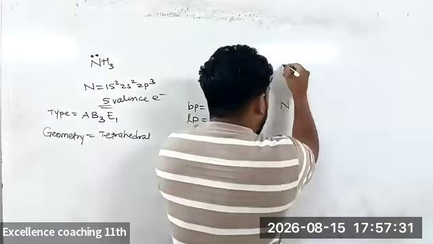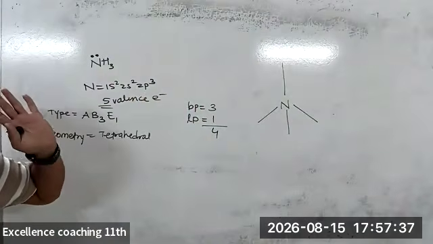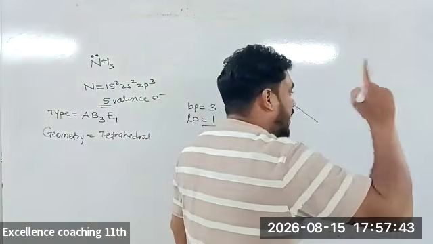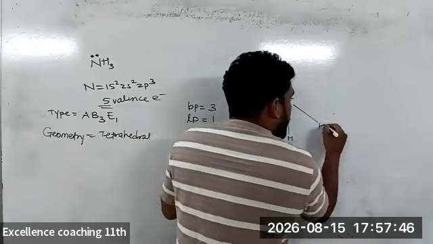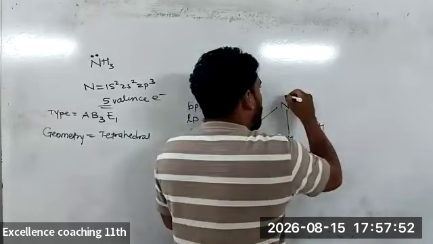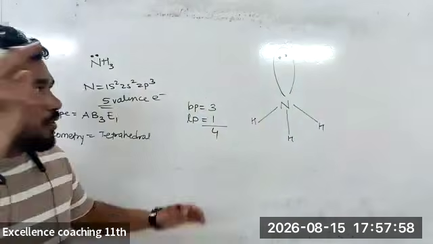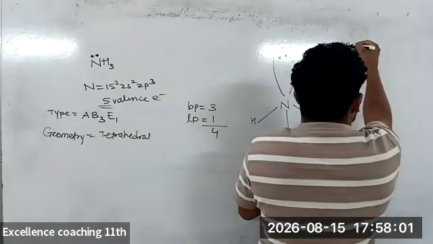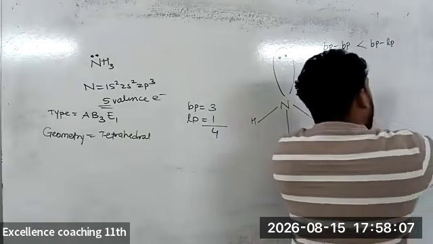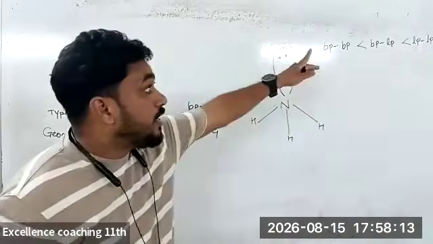Now be careful. If I want to draw the tetrahedral, it will be imaginary, like this. We all know how a tetrahedral looks. Now we have to place the hydrogens in such a way that the repulsion is minimum, and we have one lone pair. Now students, there is a repulsion order: bond pair-bond pair is less than lone pair-bond pair, which is less than lone pair-lone pair. This is the repulsion order.